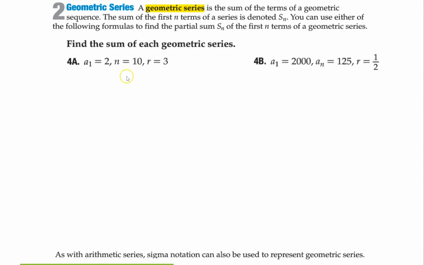How about geometric series? Well, geometric series is just like before, right? A series is when you add terms. Now, I don't have it here for some reason, but the formula for geometric series is this.